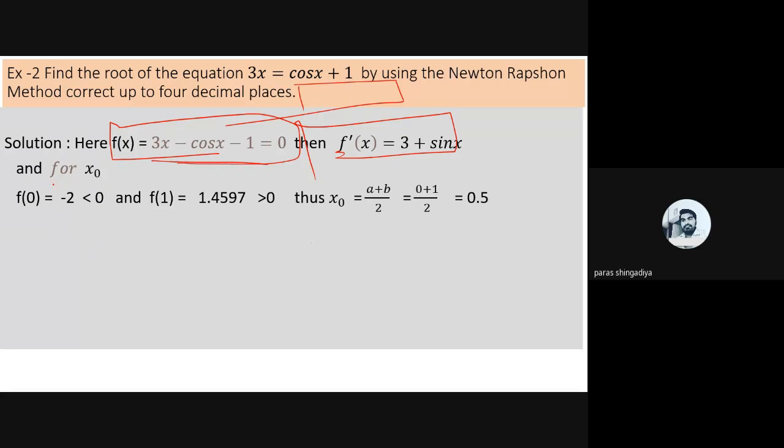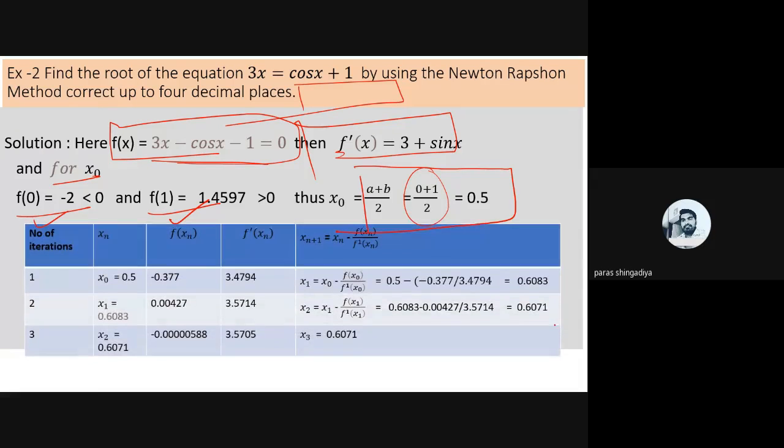So let us first find x0, that is the evaluation of x0. Take one interval AB where f of a is negative and f of b is positive, and then consider the average value. So here f of a, that is a equal to 0, f of b, that is b equal to 1, and at a it is a negative answer, at b it is a positive answer. So a plus b by 2 will be 0.5, so that will be our x0, and by using that we can predict our required answer. Okay, so here the answer is required up to 4 decimal places, correct, up to 4 decimal places.